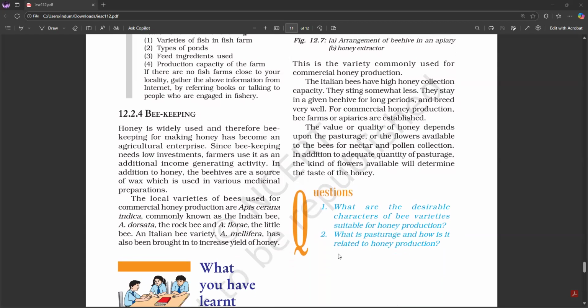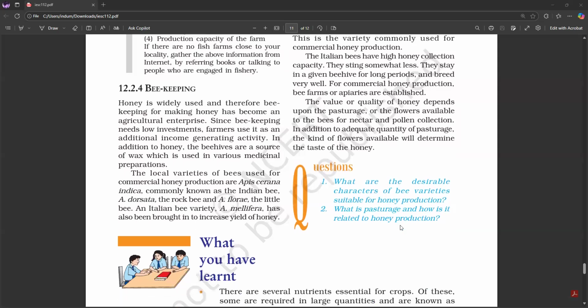For commercial honey production, bee farms or apiaries are established. The value or quality of honey depends upon the pasteurization and the flowers available to the bees for nectar and pollen collection. In addition to the quantity of pasteurized honey, the kind of flowers available will determine the taste of the honey.